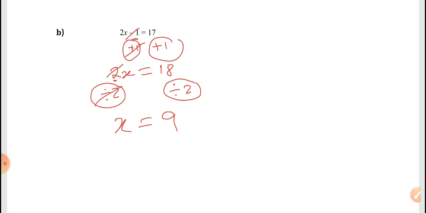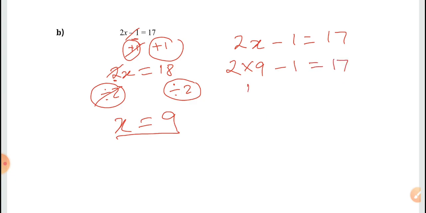Just to check that we've done it correctly, the equation started off as 2x minus 1 is equal to 17, but we now think x is equal to 9. So instead of 2 times x, it will be 2 times 9, which is 18, take away 1, which is 17, so we were correct. 18 take away 1 is 17, so x was equal to 9.